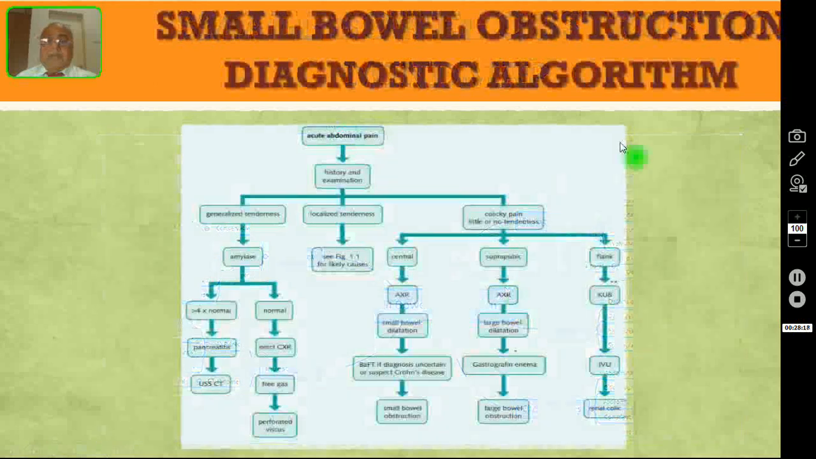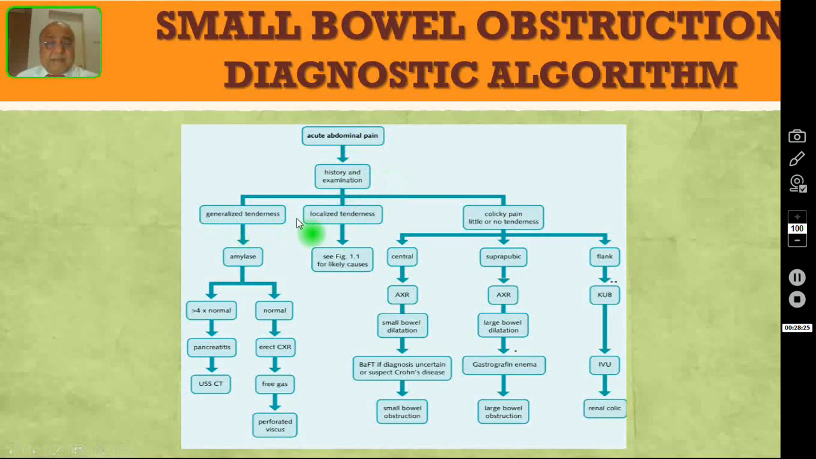So this is the diagnostic algorithm. In all acute abdominal pain, you have to do a thorough history and physical. If it is a generalized tenderness and amylase is increased more than 4 times, it is a case of pancreatitis. You have to confirm it by doing ultrasound or CT. Suppose the patient is having generalized tenderness but amylase is normal. You can do an erect chest X-ray. If you are seeing free gas under the diaphragm, it is a case of perforated viscus.